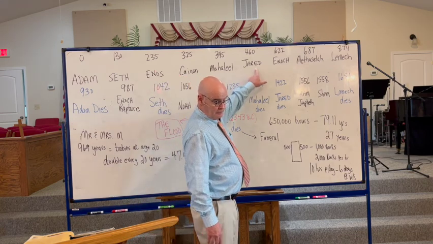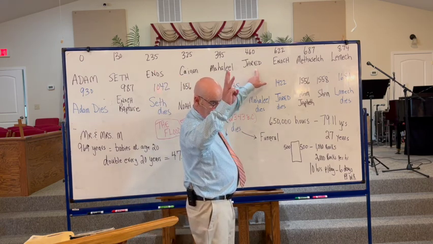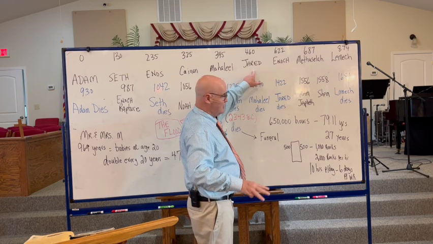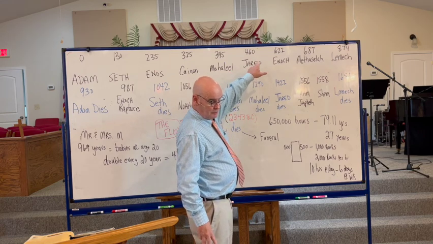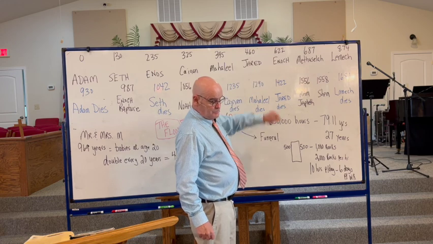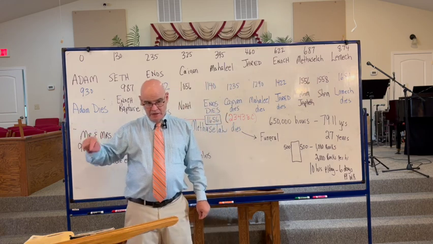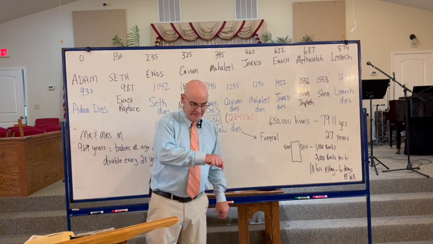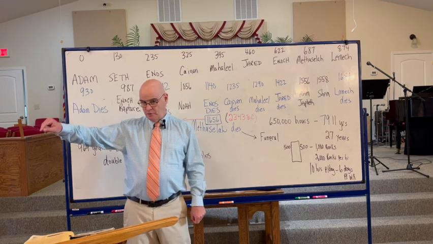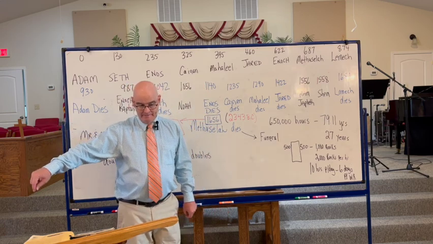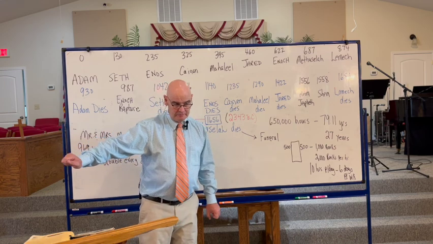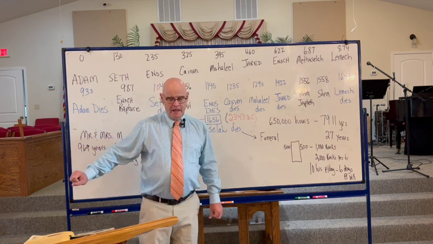Jared, the next one, so that'd be great, great, great, right? So that's Jared, who's born when Adam is 460 years old. So if we're going by dating, we're now in year 460 since Adam was created on the 6th day. And we take that to be literal. A lot of people don't.